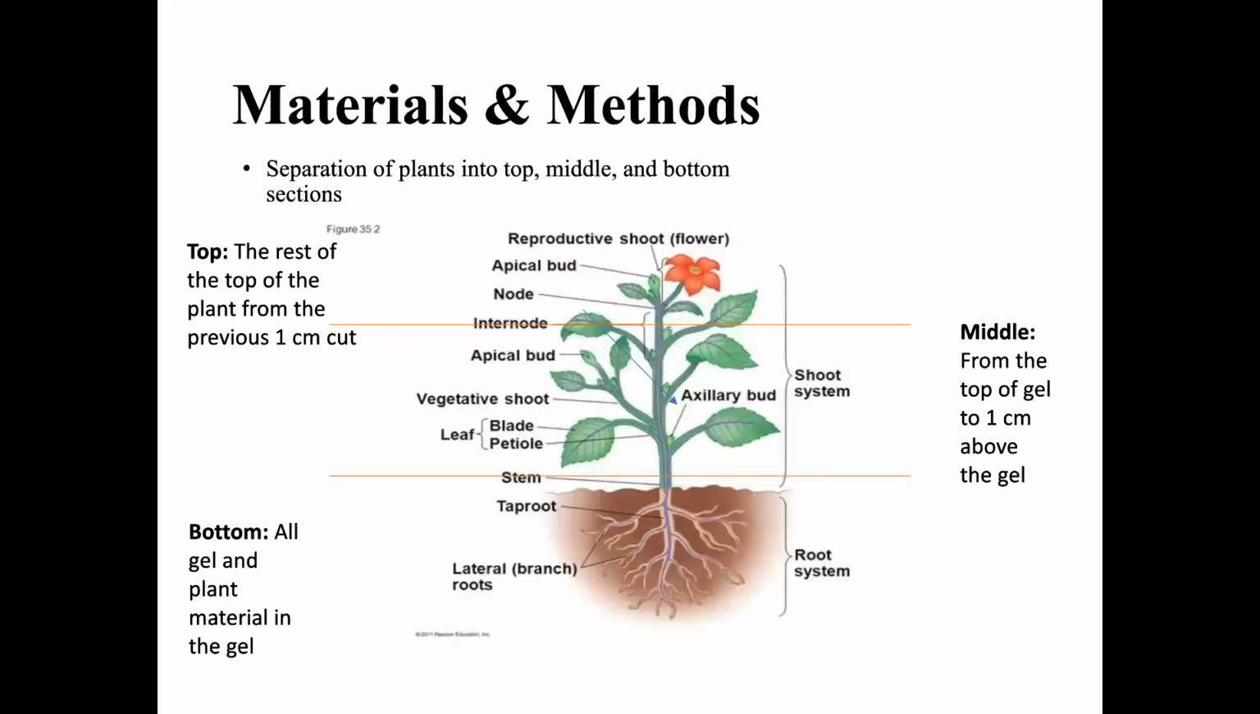This just shows how we cut up the plants. As you can see, we go from the gel to the top layer of the gel, and then 1 centimeter above the gel line, and then the rest is just considered the top of the plant.